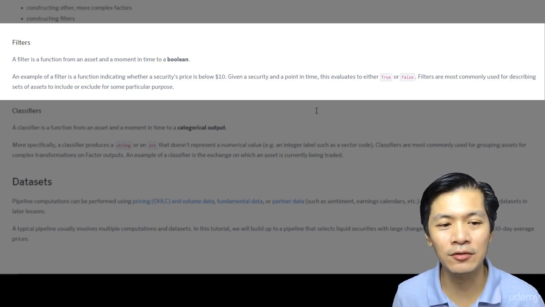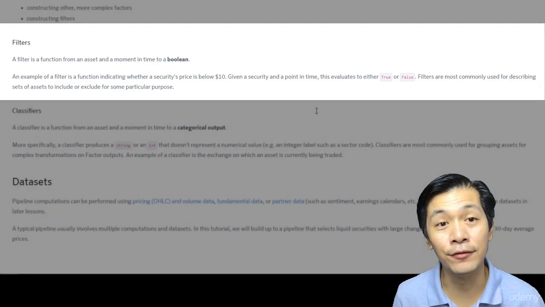Filters are most commonly used for describing a set of assets to include or exclude for some particular purpose. One way to use it is whether the average trading volume is above or below a certain so-called benchmark or level that you'd like it to be. If it's below, you deem that illiquid, so you don't want to trade that stock. So in those situations, you will filter out by using these filters.